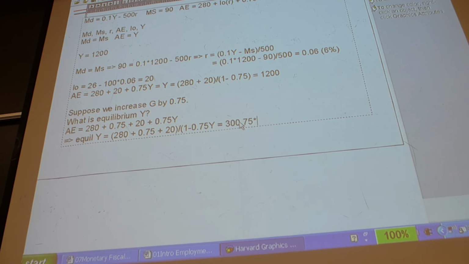What is the multiplier here, people? What is the atomic spending multiplier? What else would it be? What is it? Huh? 4. Look at it. 4.